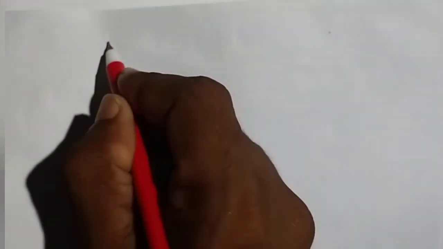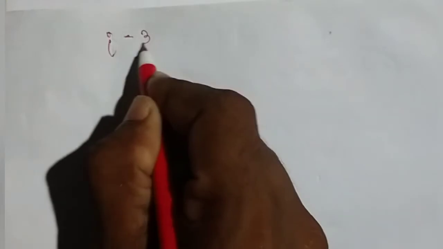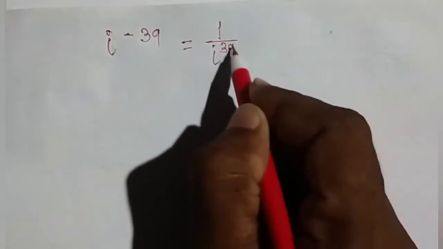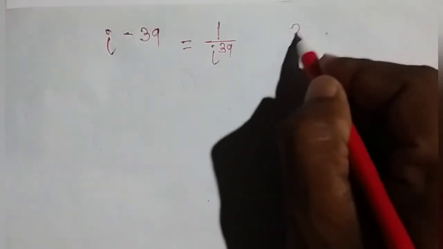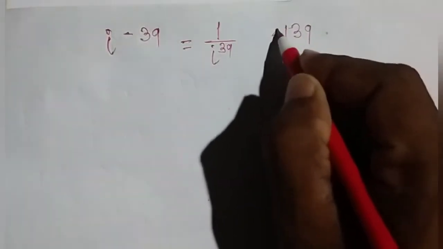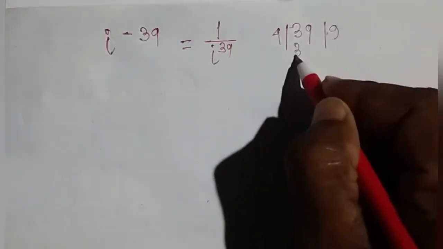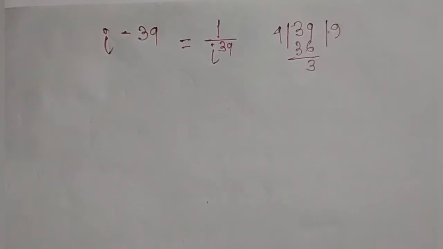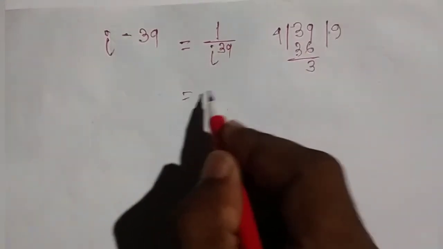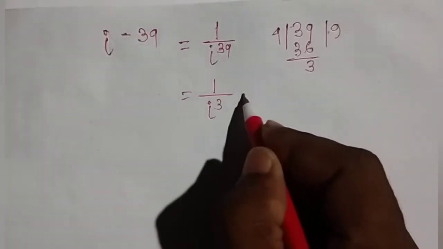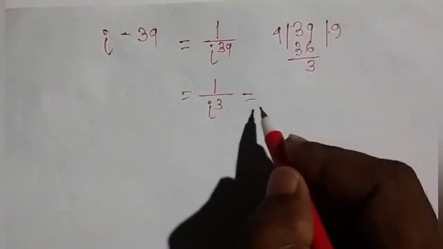Now try to solve another example, i to the power minus 39. Now it can be written as 1 by i to the power 39. Now divide 39 by 4. If we divide 39 by 4, then we will get 4 9s are 36. So here is remainder 3. Now it can be written as 1 by i to the power 3. And we know i to the power 3 means minus i.